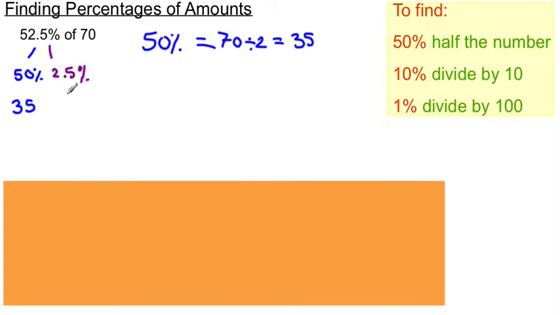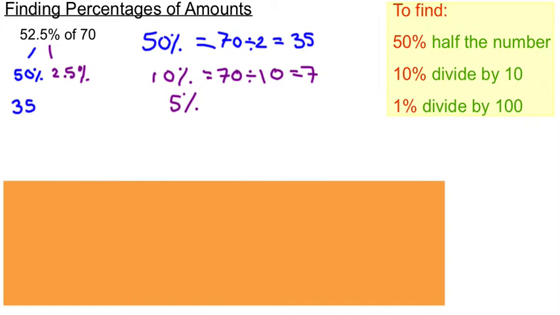Now, the easiest way of working out 2.5% is to try and use one of these three parts to help me. If I start with 10%, I know if I halve 10%, I'll get to 5%, and if I halve 5%, I'll get to 2.5. So that's probably a good place to start. So 10% is going to be 70 divided by 10, which is 7.